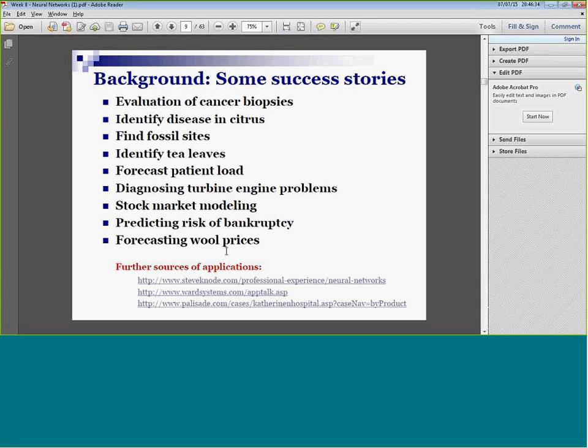And you can see that there's a lot of analytical ideas on here. You know, predicting bankruptcy, diagnosing turbine engine problems, identifying disease, evaluating cancer biopsies, are they malignant or not, and so forth. Forecasting patient load. Most of these are analytically related to a degree, if not predictive analytics, certainly analytics of another sort. And they're pretty substantial to think that a neural network can outperform humans for many of these. So it's very interesting.